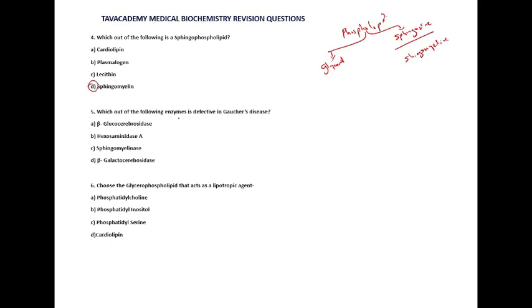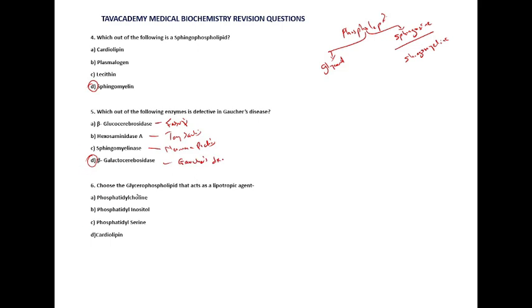Question 5 says, which of the following enzyme is defective in Gaucher's disease? The answer is beta-glucocerebrosidase is deficient in Gaucher's disease. Galactocerebrosidase is Krabbe's disease. Let me write it out. Alpha-galactosidase is Fabry's. Hexosaminidase A deficiency is Tay-Sachs. Sphingomyelinase deficiency is Niemann-Pick's disease. So that's the answer.